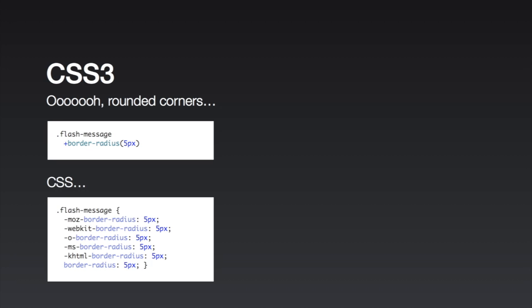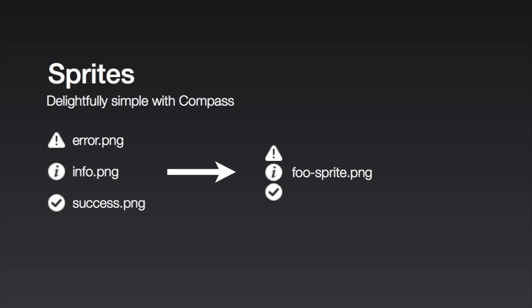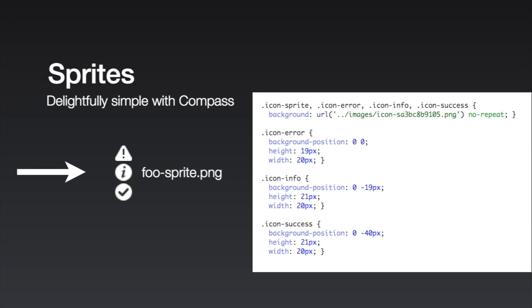CSS3 is very easy. You don't have to worry about mistyping one of these vendor prefixes. Sprites are also super easy. If you aren't using sprites on your site, check out this technique, and it'll make your user interface a lot snappier, especially on mobile, because there's less things to download. So you give Compass a few images, it creates a single image plus a bunch of CSS that you can just apply to your designs.